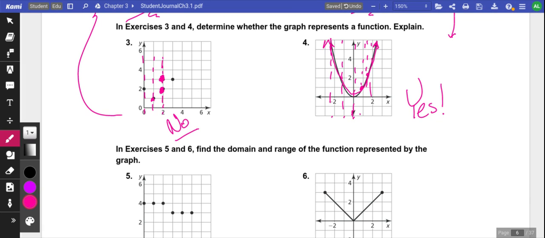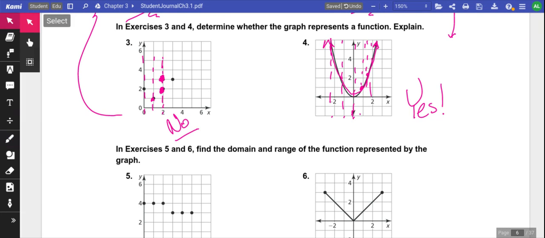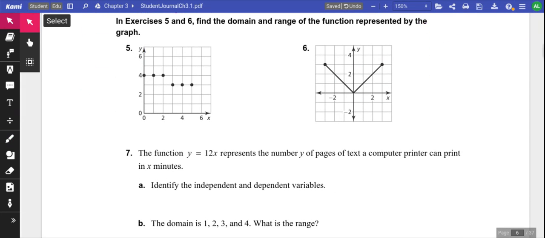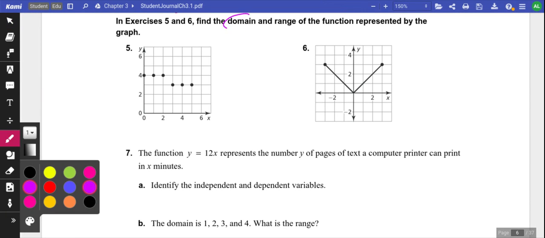Then the only other thing I'm going to ask you about in this section, in the function assignment, is I might ask you for the domain and range of a certain function. So remember, domain are all your X values, and range are all of your Y. So remember how to get these different values just from looking at the graph.